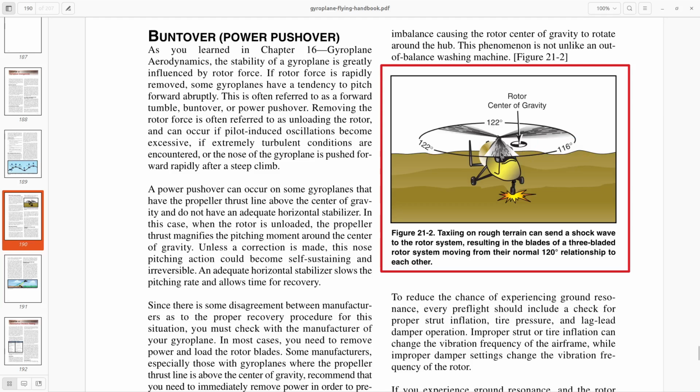So what's going to happen is it's like the unbalanced washing machine. The center of gravity of that rotor just shifted, and that thing's just going to wobble. And this can be very, very bad. If you go online, you can find videos of helicopters literally shaking themselves apart because of this problem.